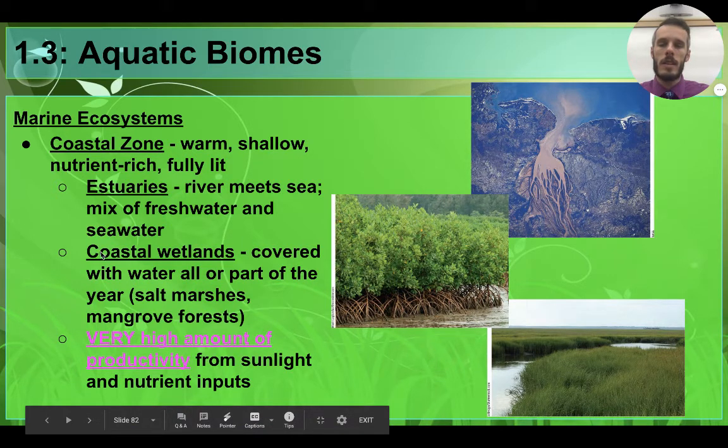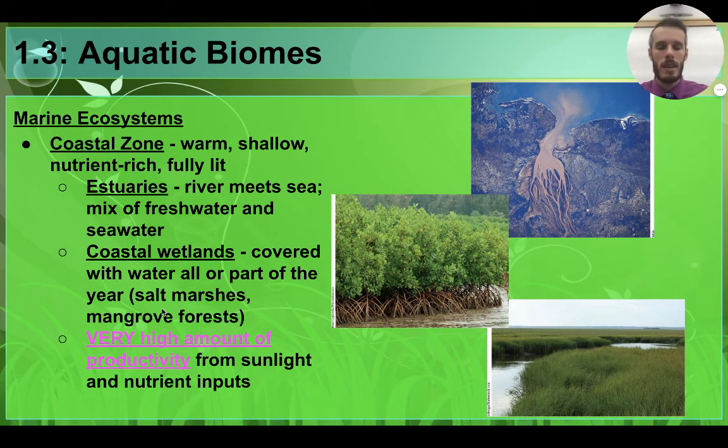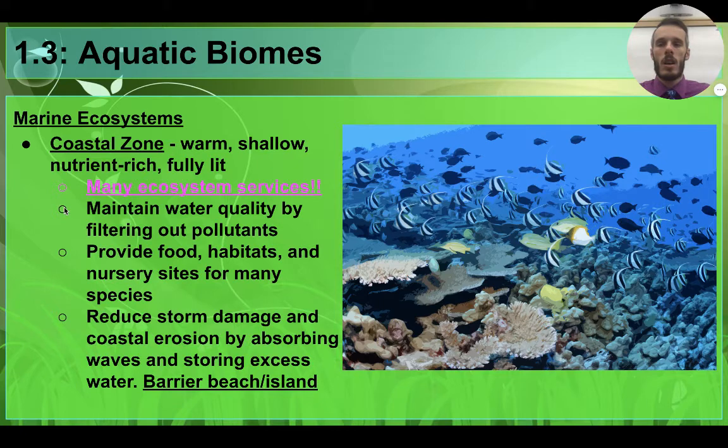And all of these ecosystems have a very high amount of productivity. And all that means is that there is a large amount of photosynthesis happening there. Okay. So lots of sunlight and a lot of nutrients allow for all these plants to perform photosynthesis at a pretty high level.